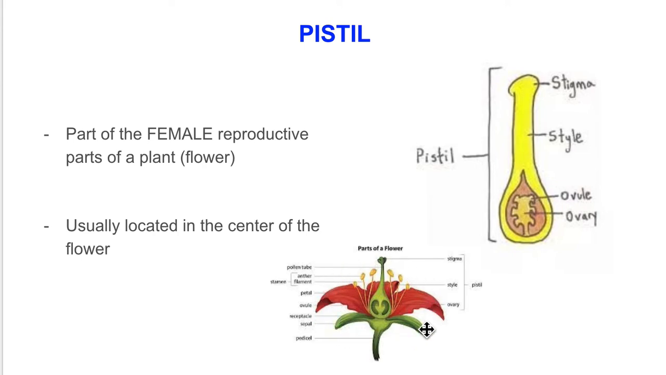So here's a flower, and then that big part in the middle, this is the pistil. So that would be the stigma right here. This would be something called the style, and then here you would have your ovaries, or ovum, your eggs are in here. So this right here is the female part of the plant, and it's usually located in the center of a flower. And a lot of our flowers actually have male and female parts in the flower.